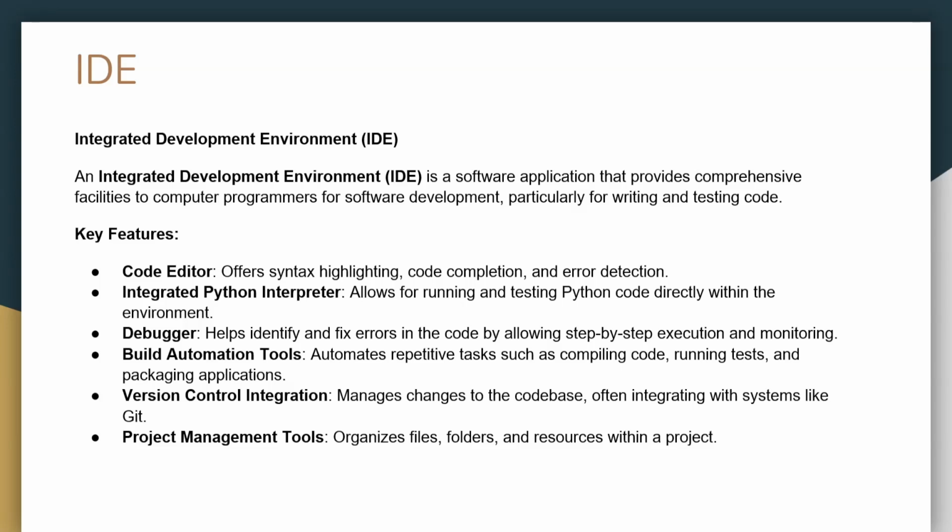One is the code editor, which offers syntax highlighting, code completion, and error detection. Syntax highlighting is when you're writing code, each syntax will have its own colors. We'll be seeing that next. When you're writing text, text will have a specific color. When you're giving numbers, numbers will have a specific color, and your code syntax will have a specific color. So it's color coded, so it's easier for a developer to read what you have written. And then it also has code completion.